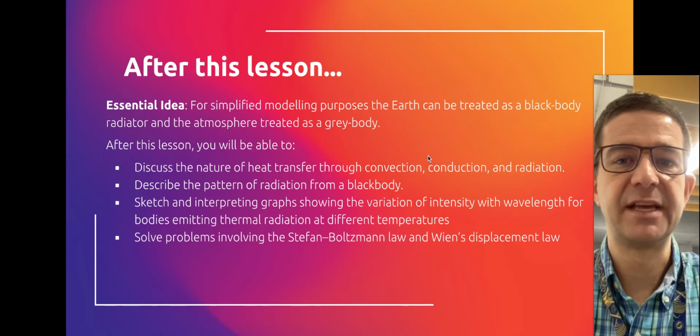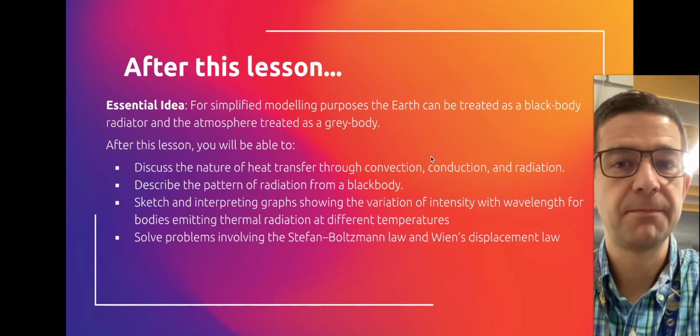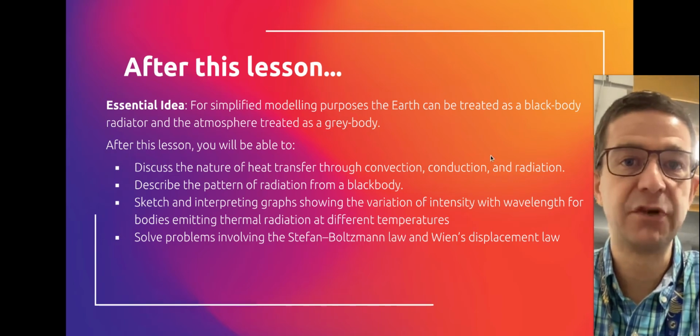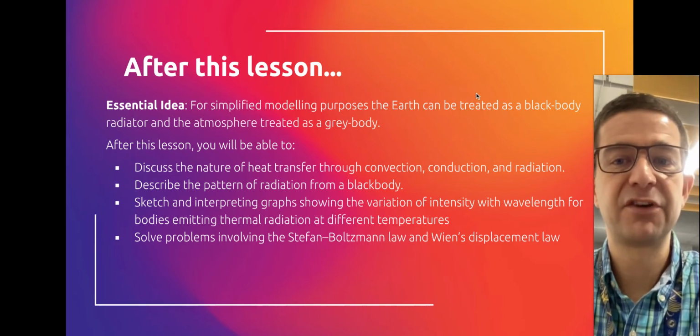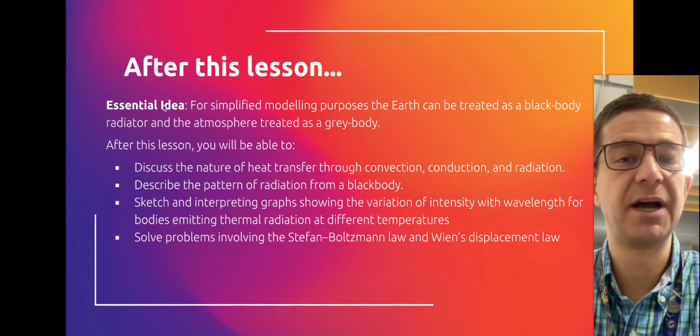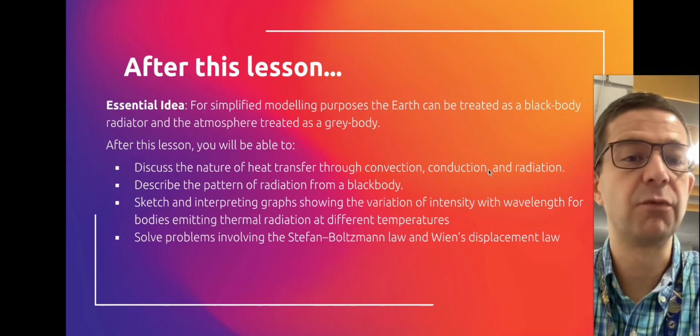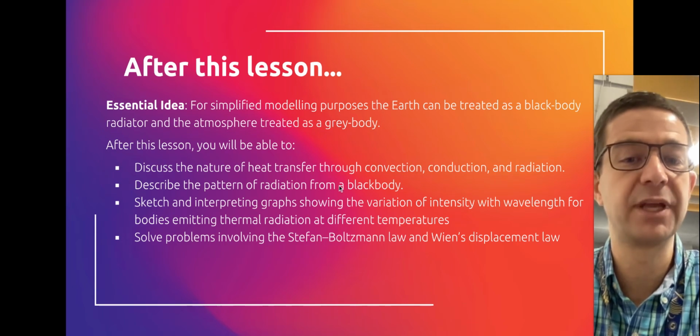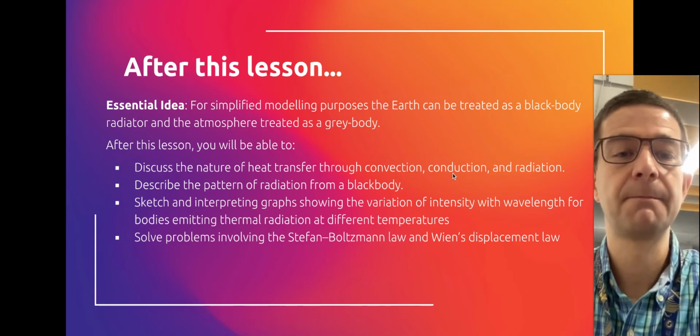The big idea here is that we're going to treat the Earth as a black body radiator and the atmosphere as a gray body. Lots of new vocabulary there. In the first half, we'll try to understand what this means by a black body radiator, as radiation is one of the 3 forms of heat transfer, the third of convection, conduction, and radiation. So we're going to be looking at that black body radiation here.